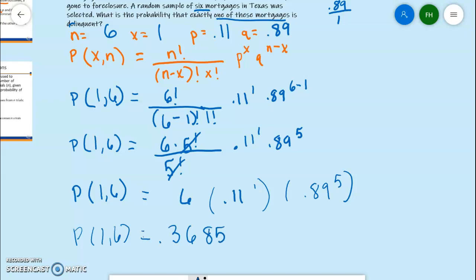So the probability that exactly one of these mortgages is delinquent is about a 37% chance. So that is a simple binomial distribution calculation.